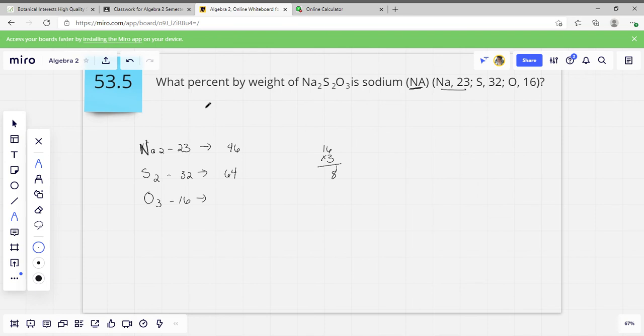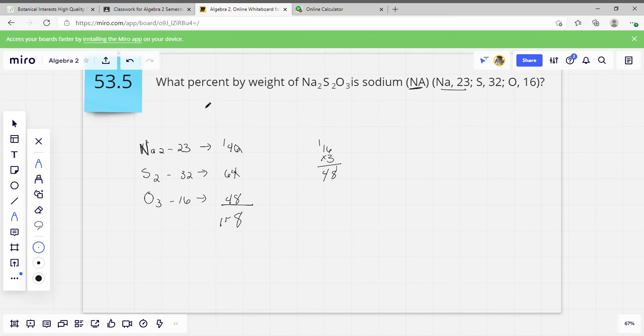3 times 6 is 18. 3 times 1 is 3, 48. Okay, I'm going to add all that up to get my total weight. 4 plus 6 is 10, that's 18. 4 plus 10 is 11, 15. So that's going to be 158.